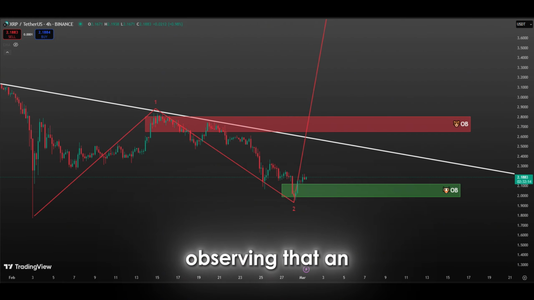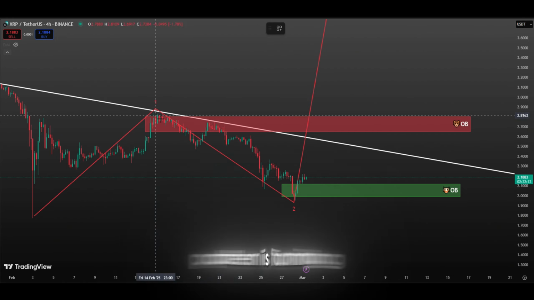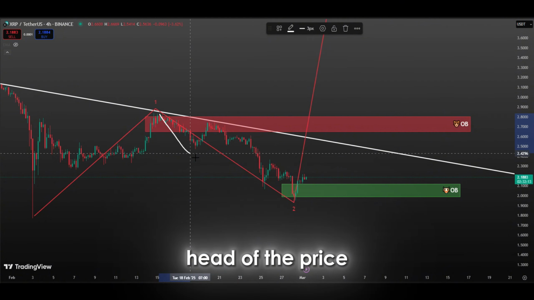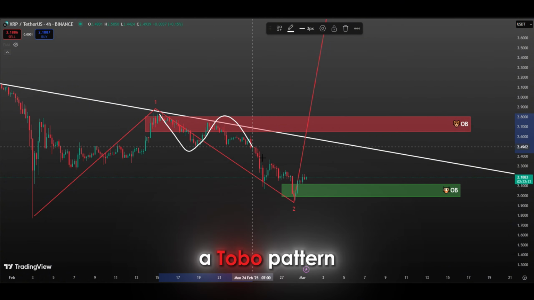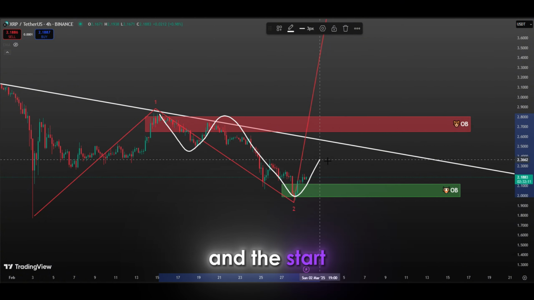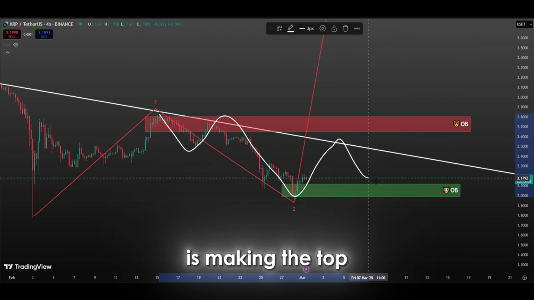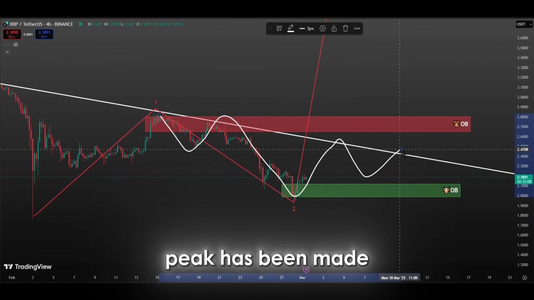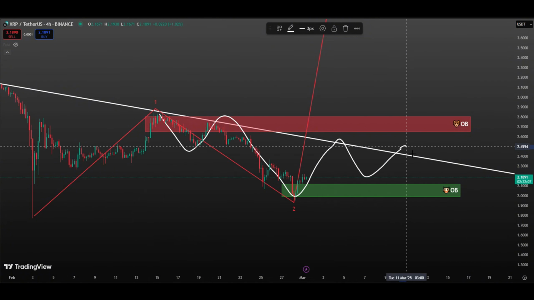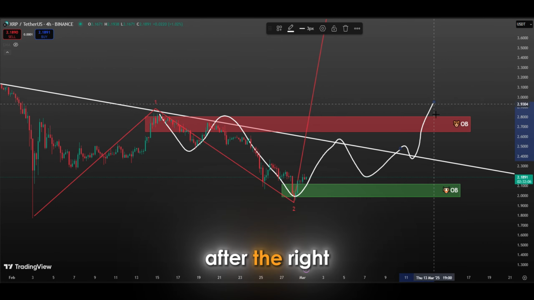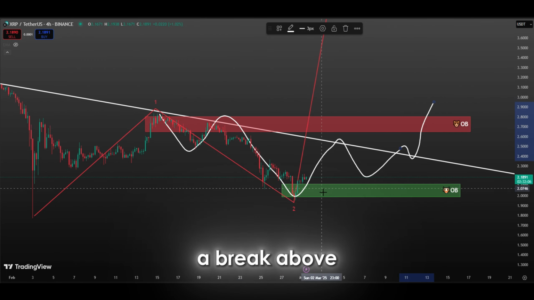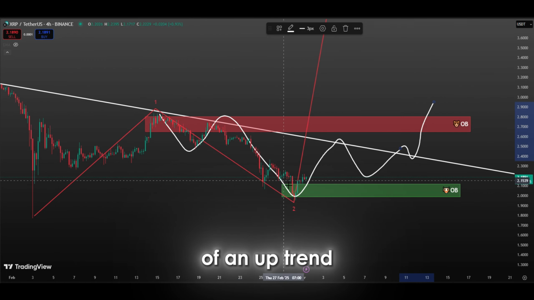We are currently observing that an inverted head and shoulders pattern is forming and making the head of the price. A Tobo pattern usually signals the end of a downtrend and the start of an uptrend. In the current situation, the price is making the bottom, meaning that the low has been made. The price is expected to complete the pattern by making the right shoulder. After the right shoulder is completed, a break above the neckline level confirms the start of an uptrend.